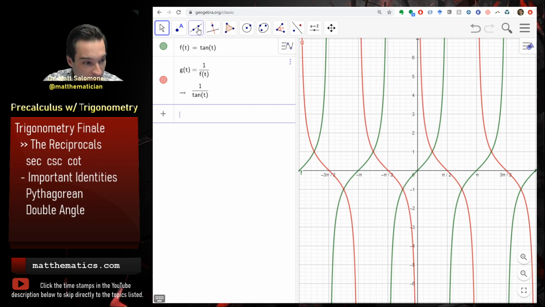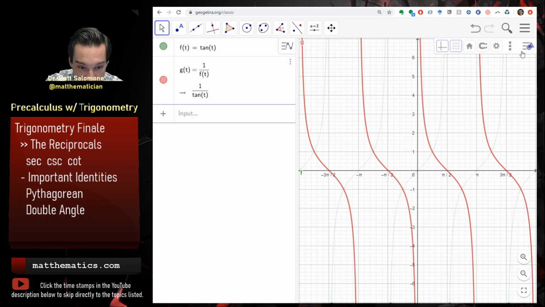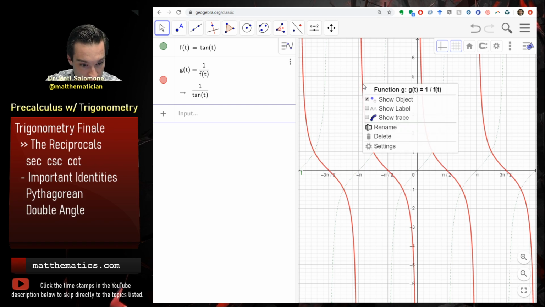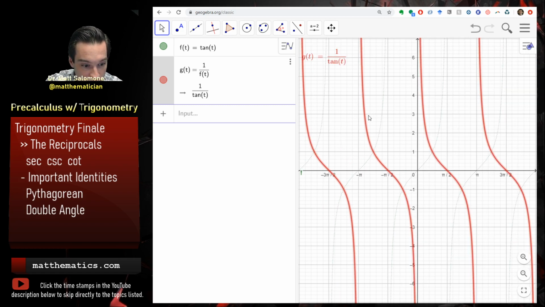So notice what my cotangent function is doing. I'm going to make my tangent function a little bit less prominent here so we can make sure we're seeing what we need to see. So my original tangent function is now the dotted green lines. My cotangent function, let's actually put the label on the graph here. Show the label with the name and the value. There we go. So this is my cotangent, otherwise known as 1 over tangent.